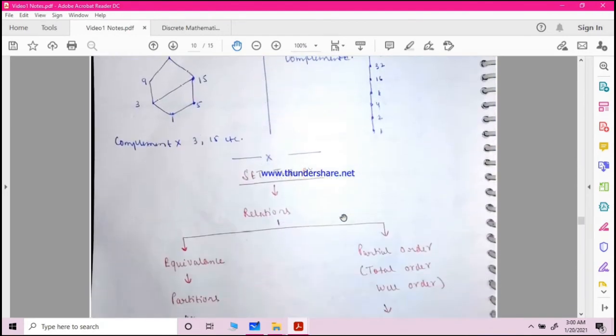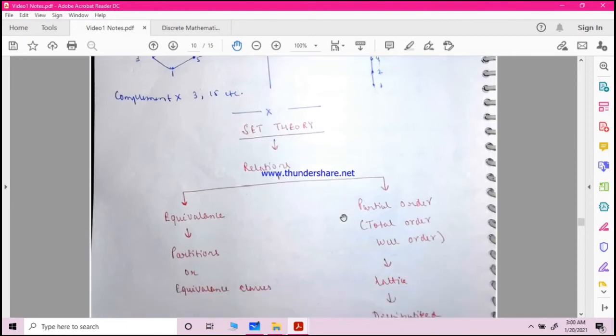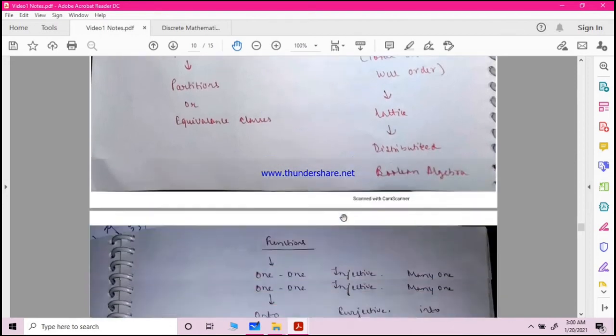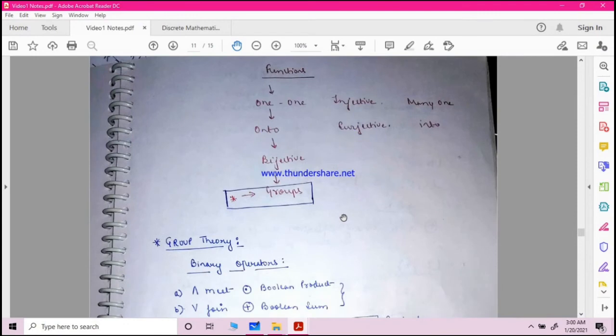These are all the same. So far we have studied equivalence, partitions, and all these classes. I have already told you about partial order, total order, lattice, distributive, Boolean algebra. And from the function part, now we will move on to groups and monoids.